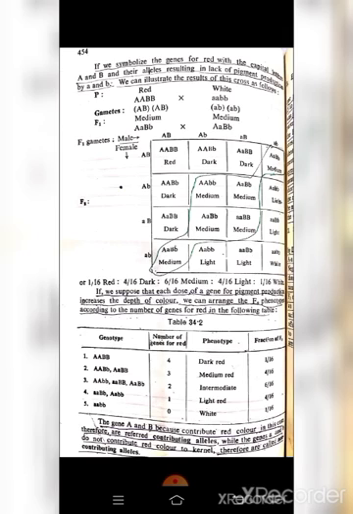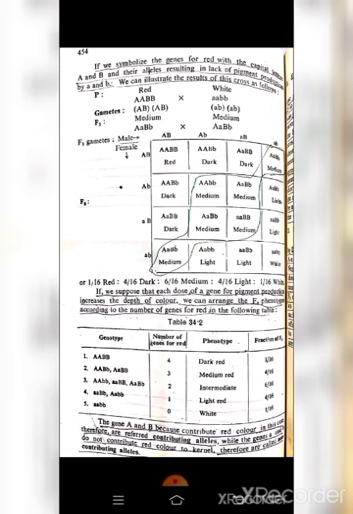And the next one, light color will be produced. And in the next box, light color also. And in the last box, white color is produced. All are in the homozygous condition. So the ratio is 1/16 red, 4/16 dark, 6/16 medium, 4/16 light, and 1/16 white.